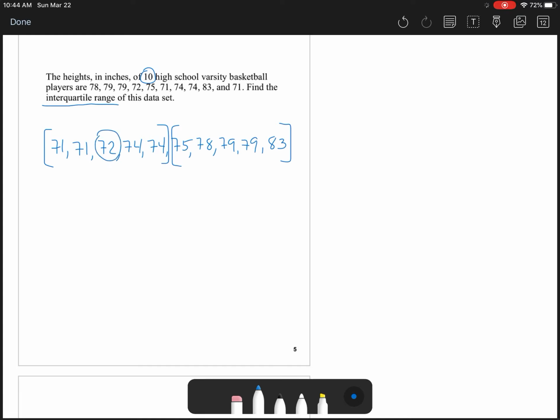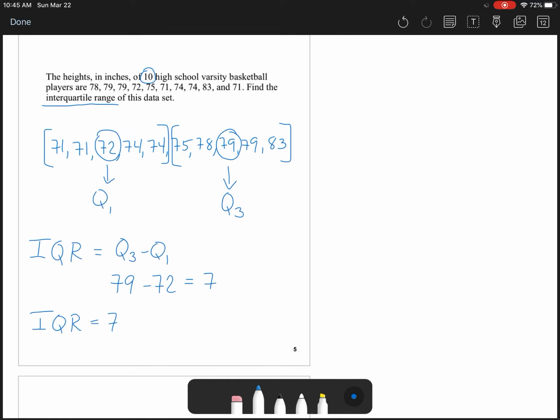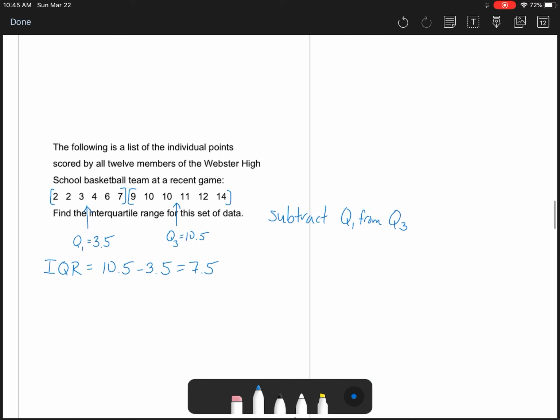So now here, since I have 5 numbers in the first half, this is my number in the middle. That's the first quartile. Okay, and going over to the second half of the data, 79 is my third quartile. So in order to find the interquartile range, you'll see this abbreviated as IQR. Okay, we're going to do Q3 minus Q1. Since Q3 is 79, Q1 is 72. Simply subtract that, okay, 79 minus 72, and that's equal to 7. So therefore the IQR is equal to 7.